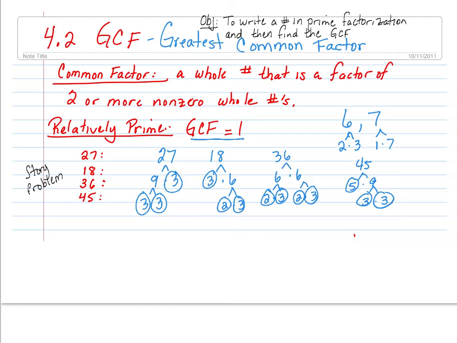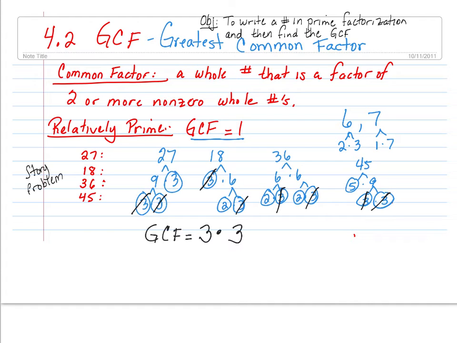Are there any of the circled factors that are common in each one of the 4? Tessa? 3. So what I do is I write down greatest common factor, GCF, equals, and then I mark out, they share a 3, share a 3, share a 3, share a 3, mark it out and write it down. Do they share anything else? Maria? Mark it out, mark it out, mark it out, mark it out, and write it down with a multiplication in the middle of them.